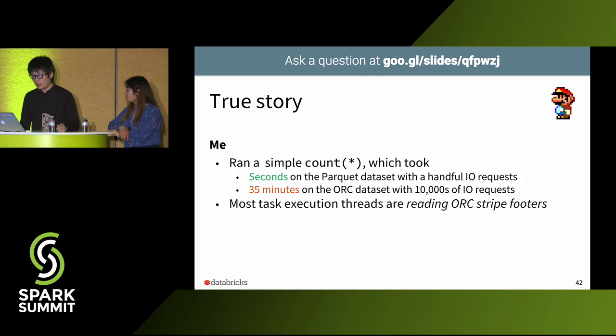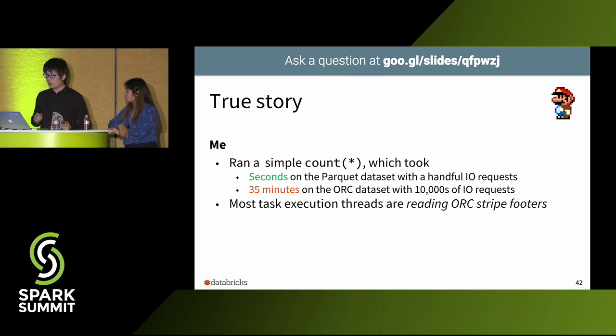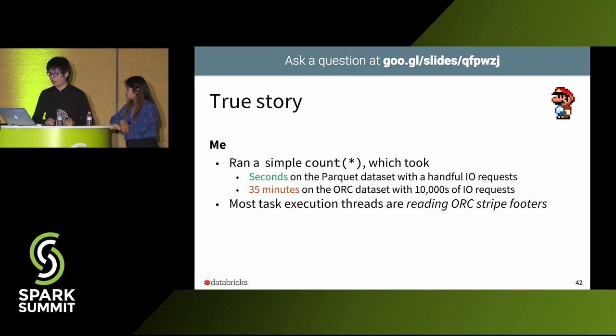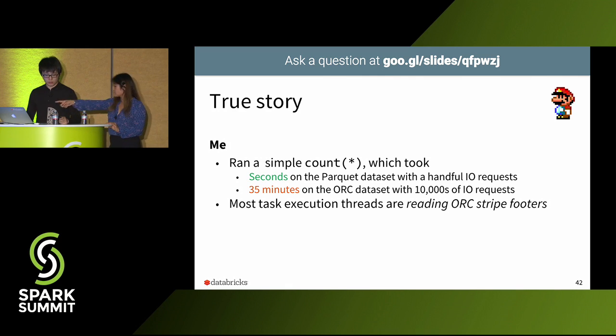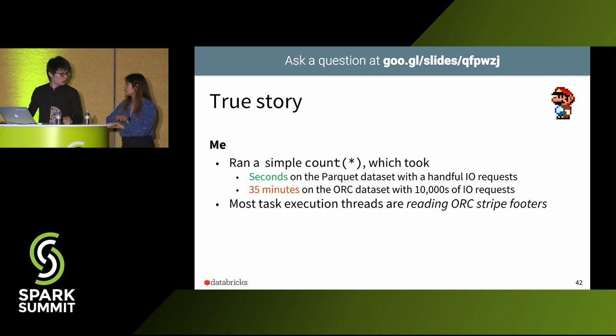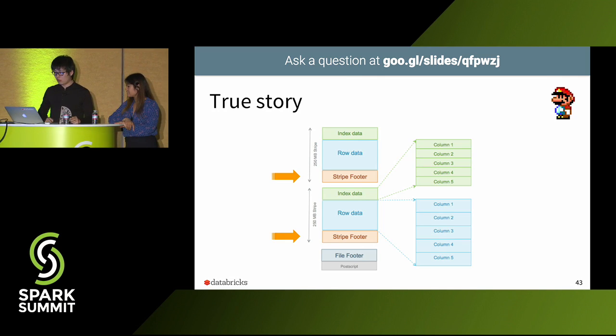So what I did to investigate this issue is that I ran just a simple count star query, and that one took just a few seconds on the Parquet dataset, but took 35 minutes on the ORC datasets, and it issued tens of thousands of I/O requests. So most task execution threads are just reading ORC stripe filters, and that's pretty weird. Sorry, we just have 3 minutes left.